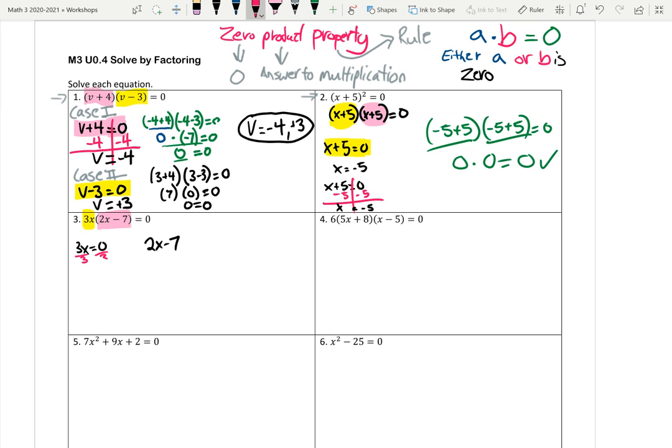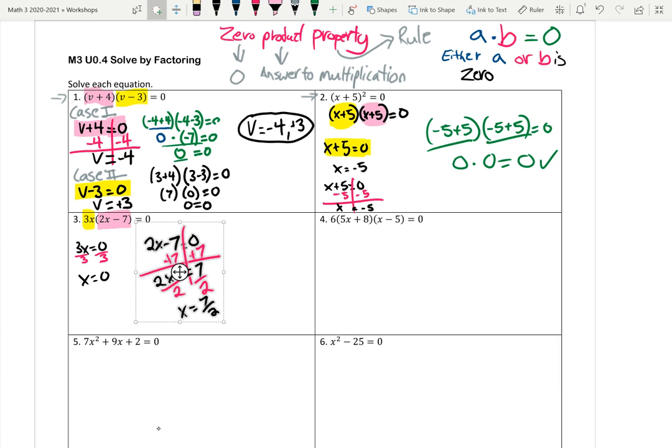Divide by 3, divide by 3. This is equal to 0. I have to do add and subtract first. I get 2x equals 7, x equals 0. And I get x is equal to 7 halves. So I have my two answers.